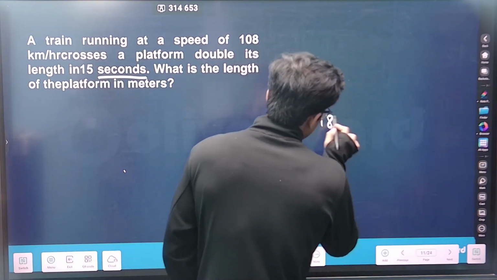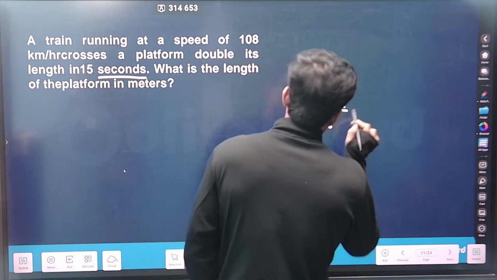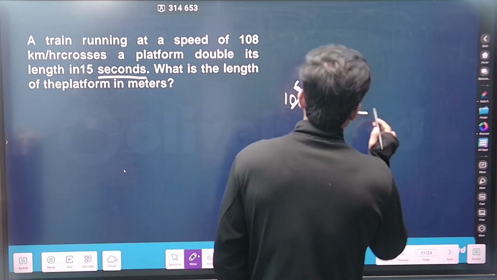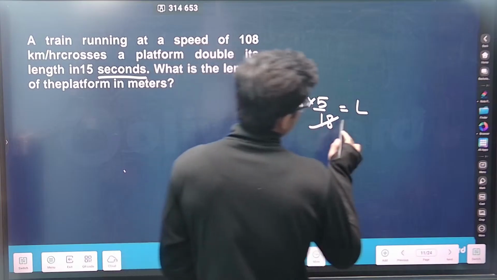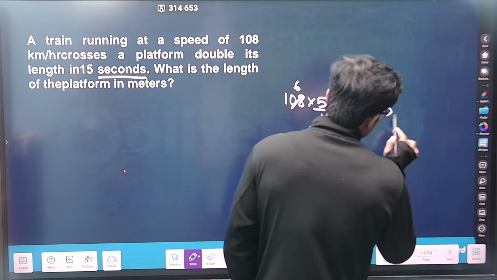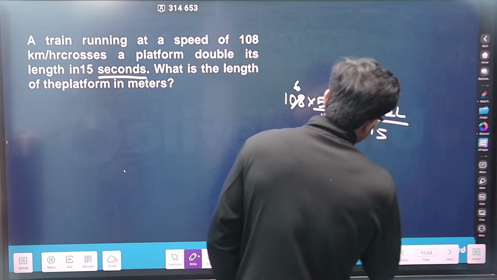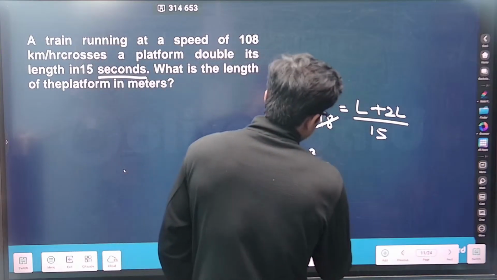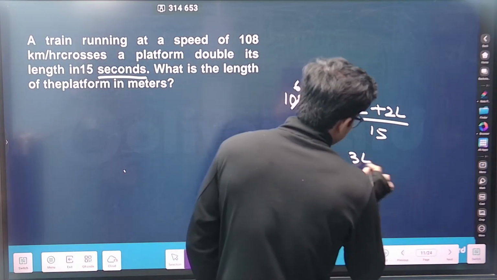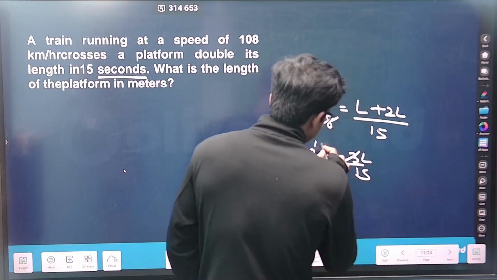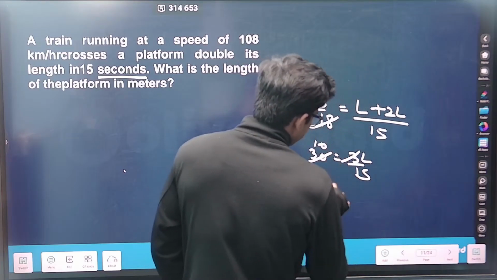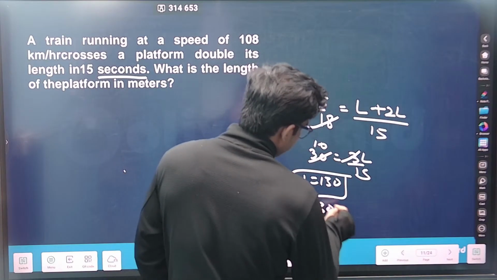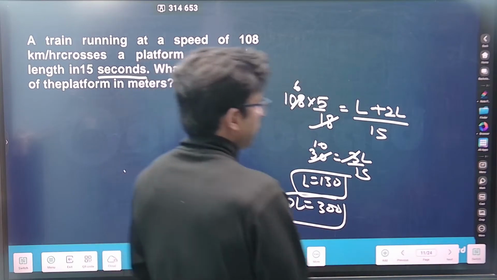Now 18 times 6 is 108, which is equal to 30 meters per second. Now the platform length is double the train length. If the train length is L, the total distance is L plus 2L, which is 3L, divided by 15 seconds. Is it right, everyone? Now this will become 30 is equal to 3L by 15. L is basically 150. So L is 150, then 2L would be how much? 300. This was the answer.